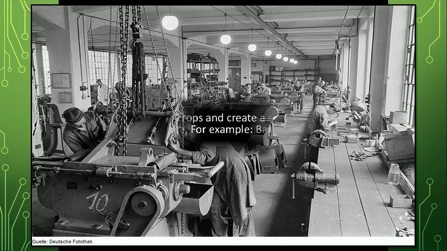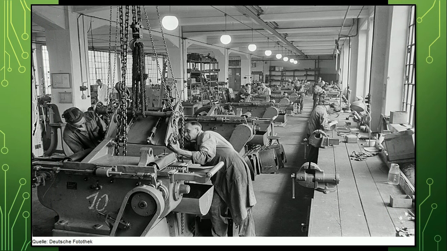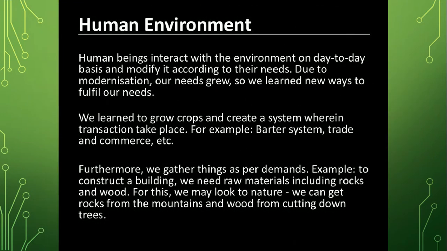The industrial revolution enabled large scale production. Transportation became faster. The information revolution made communication easier and speedy across the world. So we are modern here. Furthermore, we gather things as per demands. For example, to construct a building, we need raw materials including rocks and wood. For this, we may look to nature. We can get rocks from the mountains, wood from cutting down trees, and the result is deforestation.